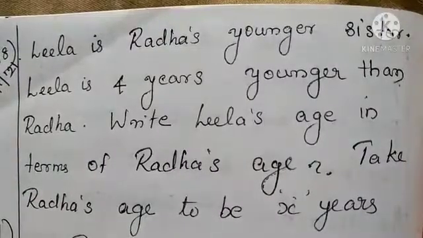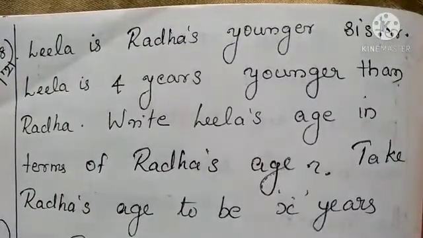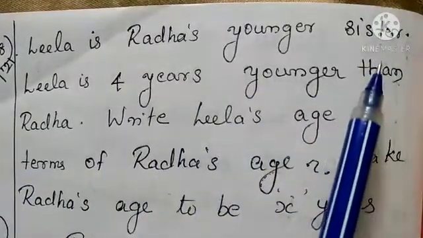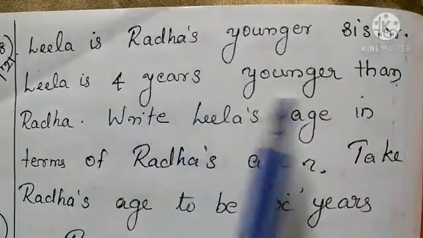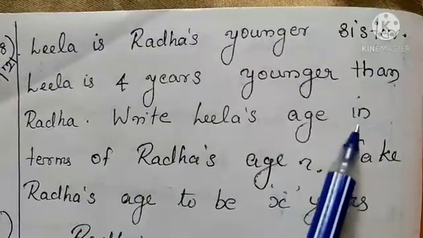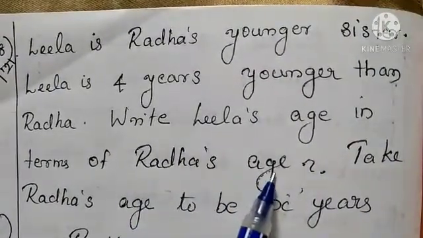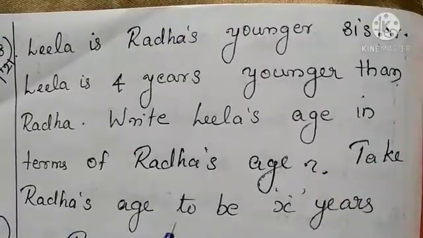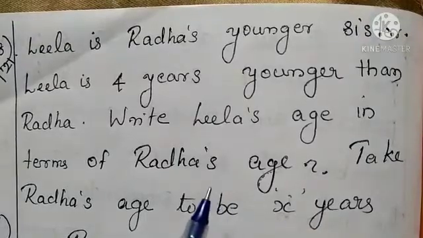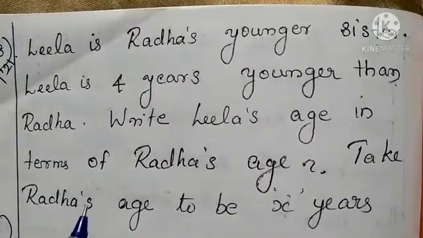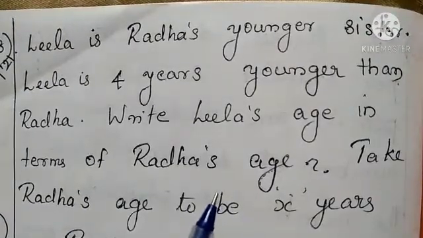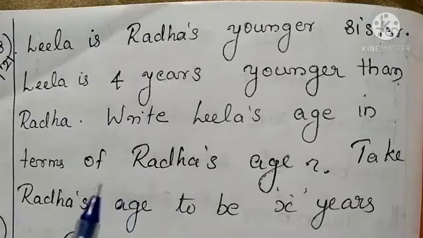We can continue the exercise problems from this chapter. Question number 8. Leela is Radha's younger sister. She is 4 years younger than Radha. Write Leela's age in terms of Radha's age. Take Radha's age to be X years. This is the question. Here we can assume age of Radha is X. Then how will we relate it to Leela's age?